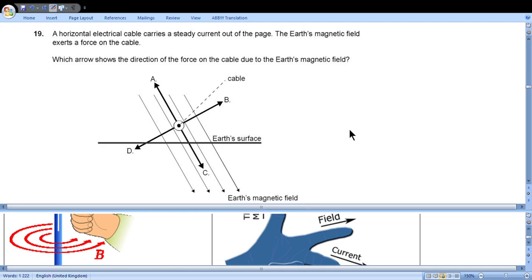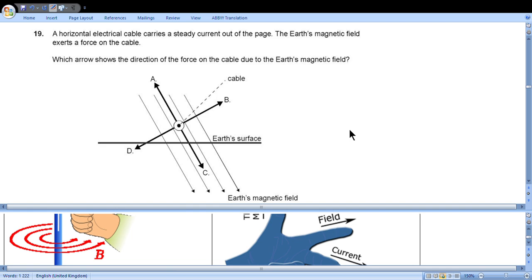A horizontal electrical cable carries a steady current out of the page. The Earth's magnetic field exerts a force on the cable. Which arrow shows the direction of the force on the cable due to the Earth's magnetic field?